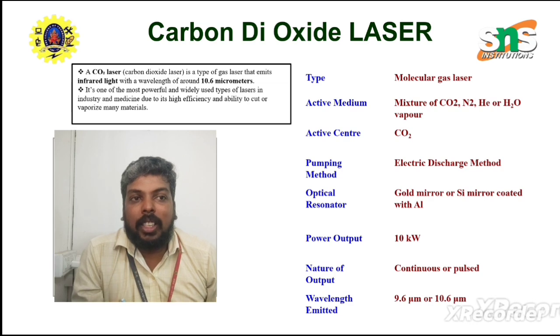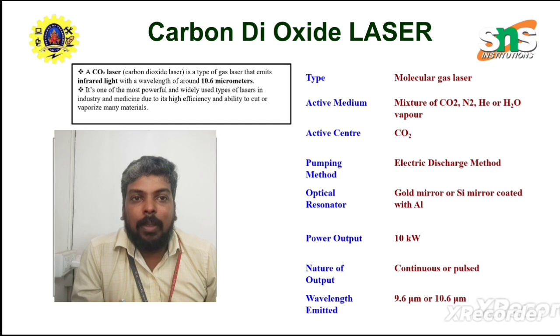So what is the pumping technique? The pumping technique is the electric discharge method, where a potential difference is created between the two electrodes, and electrons are emitted from the cathode and anode, so that energy is transferred to the active medium, that is, the mixture of carbon dioxide molecules. The molecules get the energy directly from this technique, not the optical pumping technique. The resonator produces the highly intense and coherent light.